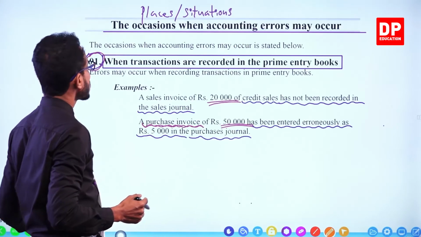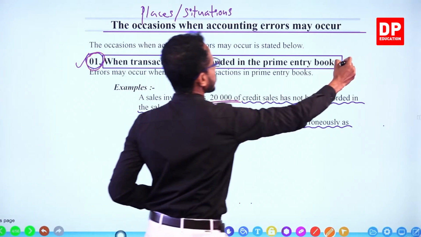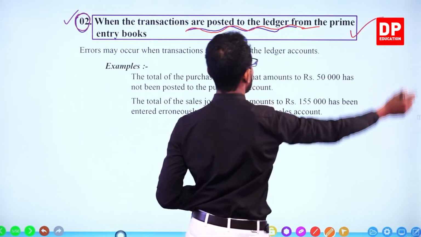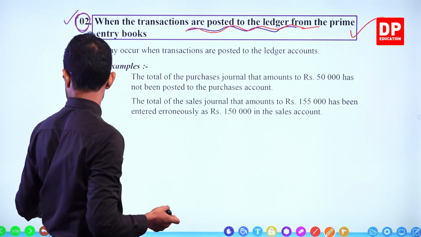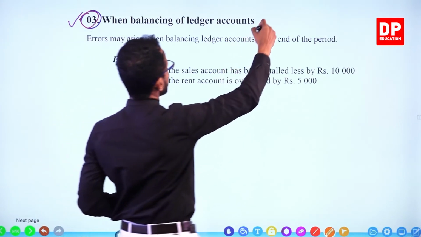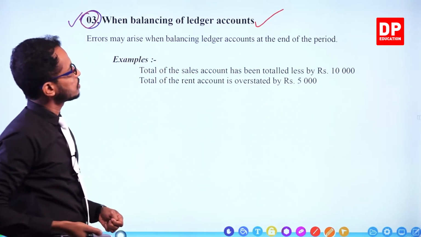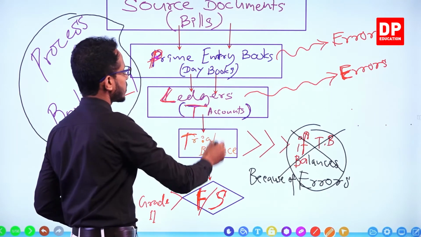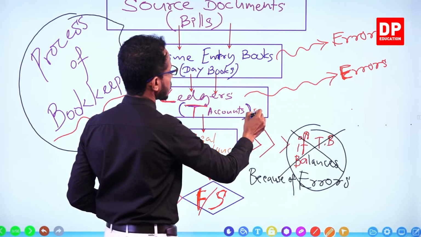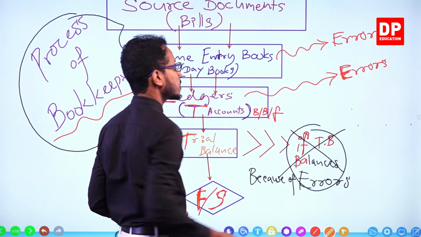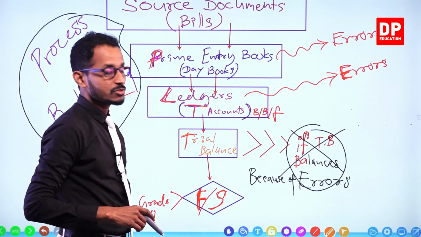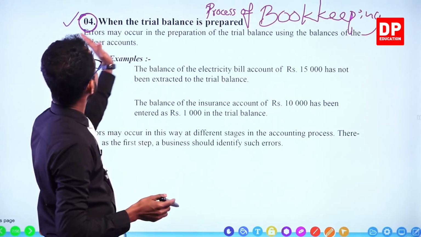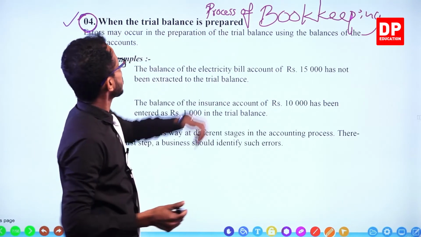The first is done, and we are clear with that. The second place where errors can occur is also done. The third place where errors could occur is when balancing ledger accounts, when T accounts are balanced and the BBF, balance brought forward, is taken. The fourth place is when the trial balance is prepared.